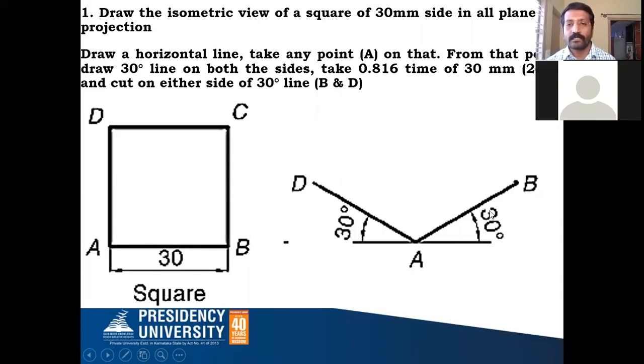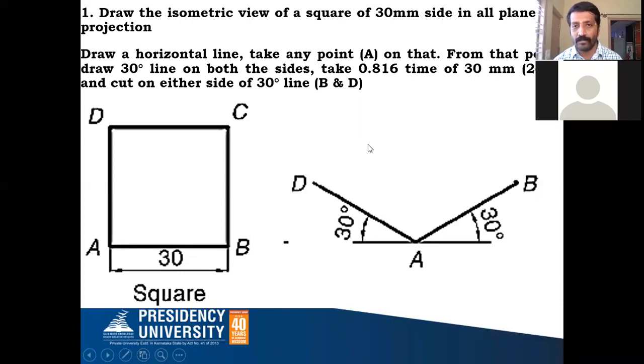And then you make this line a thick line. On the left side, A to D, mark this as D. And on the right side of the 30-degree line, you get B; mark it as B. So how to complete the next step of the projection from point D? Either you can draw a parallel line to AB.